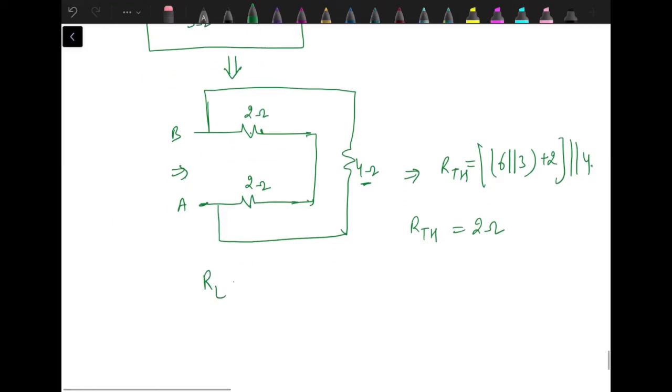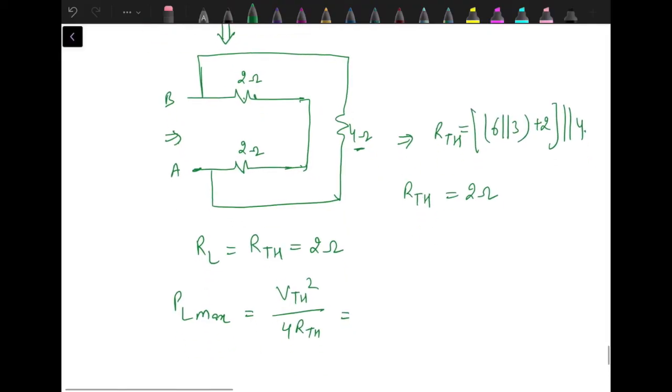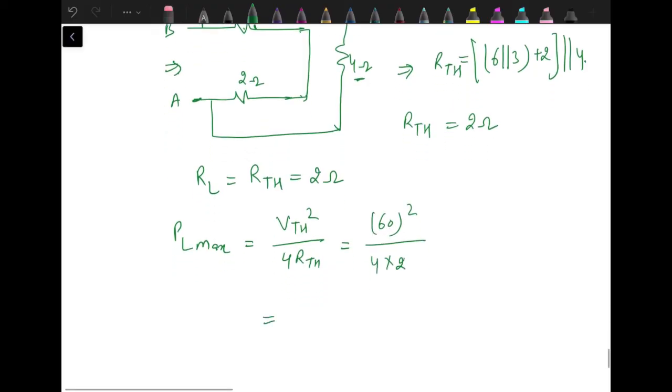So the value of RL for maximum power transfer should be 2 ohm, and then the value of maximum power is VTH square by 4 RTH, which is 60 square by 4 into 2, 450 watts.